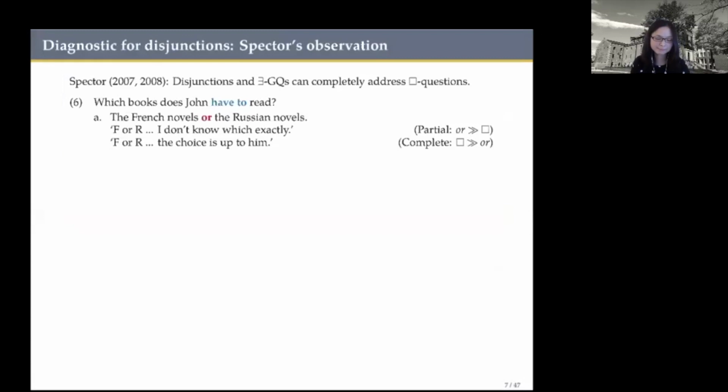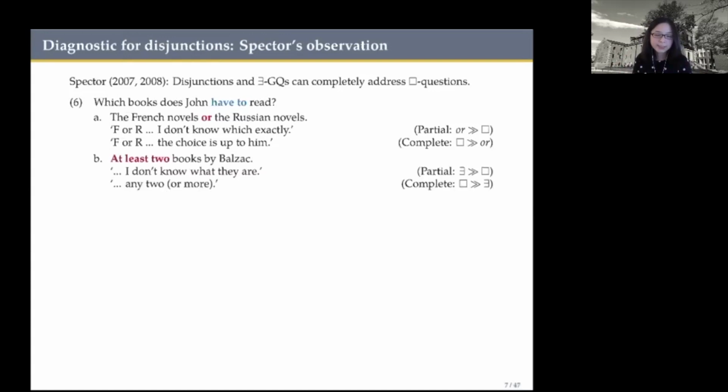For example, in 6. Which books does John have to read? The French novels or the Russian novels? This disjunction has two readings. As a partial answer it says, French novels or Russian novels, I don't know which exactly. And it can also be read as a complete answer, where you read the disjunction under the scope of the necessity modal: French novels or Russian novels, the choice is up to him. So in this case, there's no particular book that John has to read. He just needs to choose between French novels and Russian novels, and that's it.